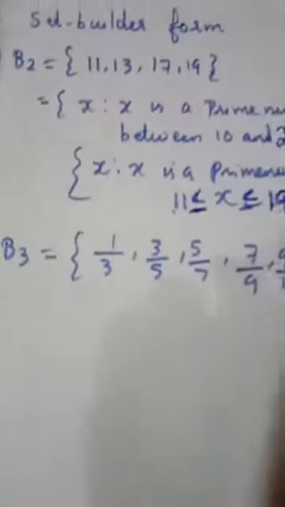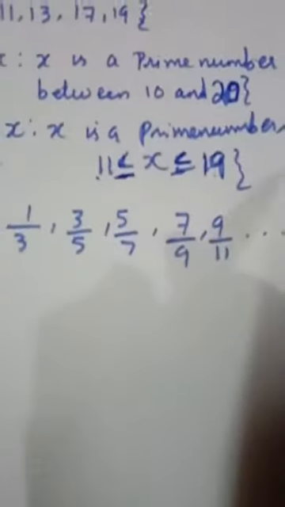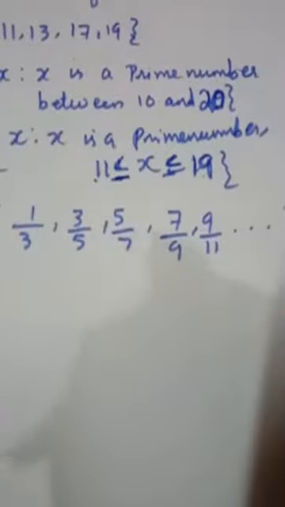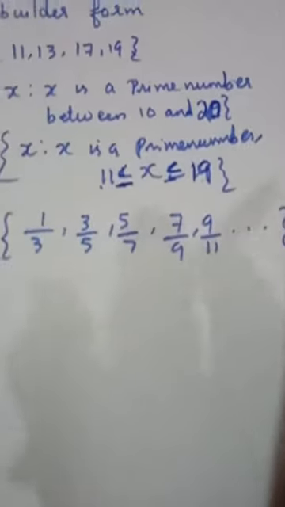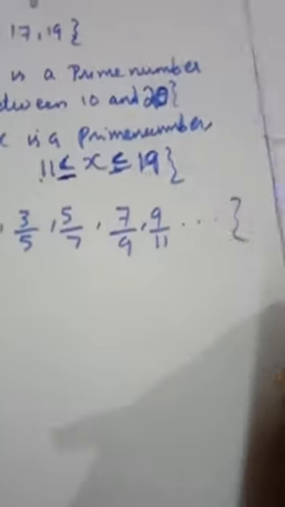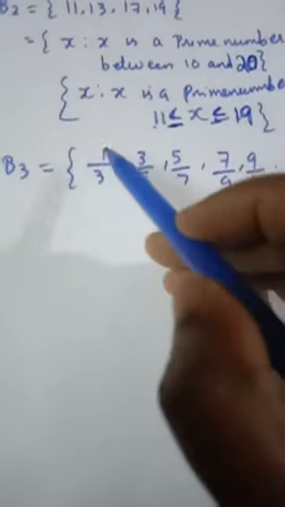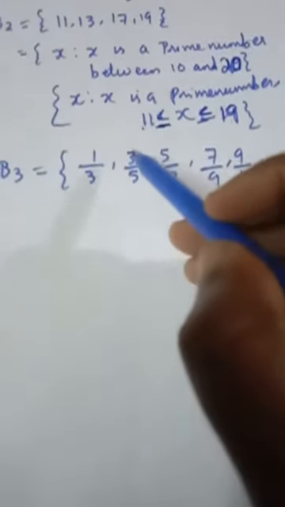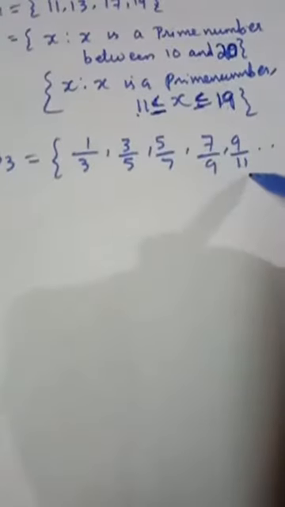Okay. Next, question number 3. B3 is equal to the set 1 by 3, 3 by 5, 5 by 7, 7 by 9, 9 by 11, etc. So, how to do this? See here, numerators 1, 3, 5, 7, 9 and denominators 3, 5, 7, 9, 11.